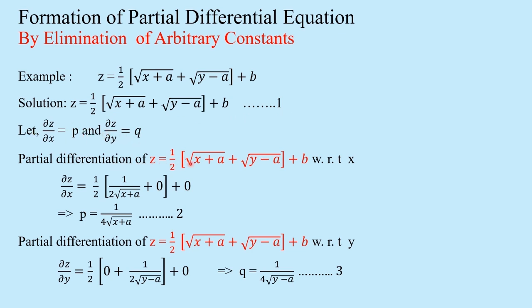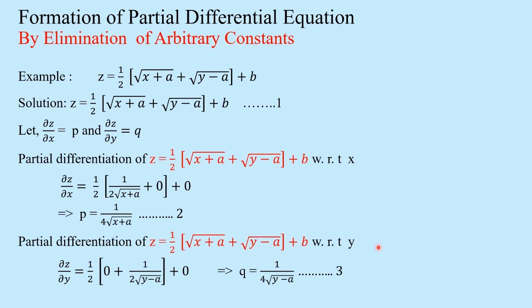Let p be this, q be this. Partial differentiation of this with respect to x. Z is dou z by dou x is equal to 1 by 2, which is constant, so we'll keep it out. Differentiation of this is 1 by 2 under the root x plus a, and differentiation of this is 0 because differentiation of y with respect to x will be 0, and this is again a constant, so differentiation of a constant is 0. So we get dou z by dou x is p. So p is equal to, here these two we are multiplying, so 1 by 4 under the root x plus a, and we'll call this equation 2.